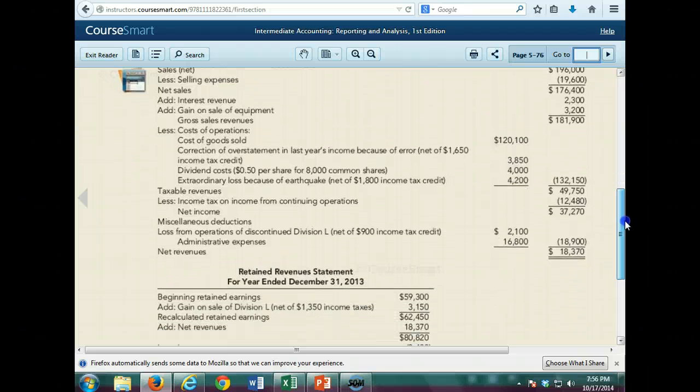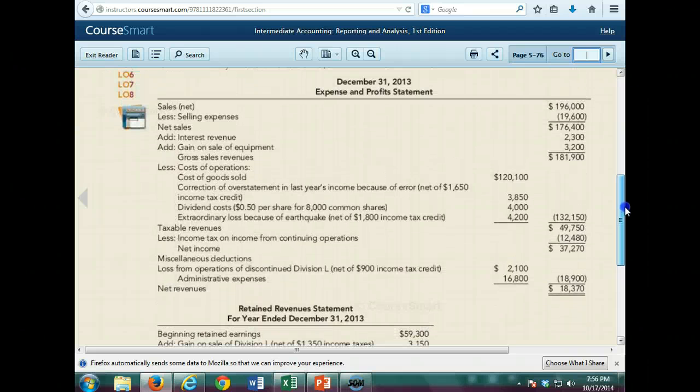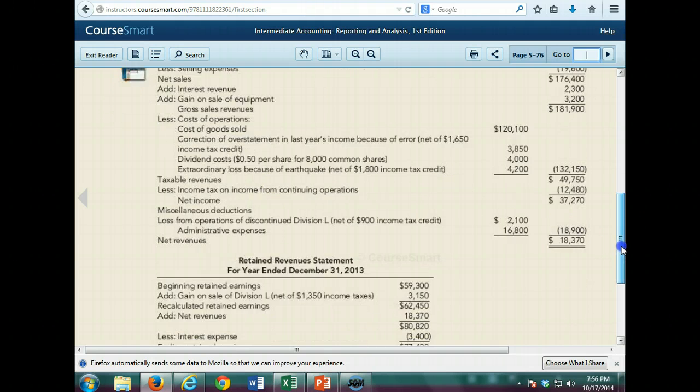I'm sorry, guys. I'm trying to see where you're talking. Under less, where it says less. Okay. Cost of operation. Correction of overstatement in last year's net income because of error. Net of $1,650 income tax credit, $38.50.